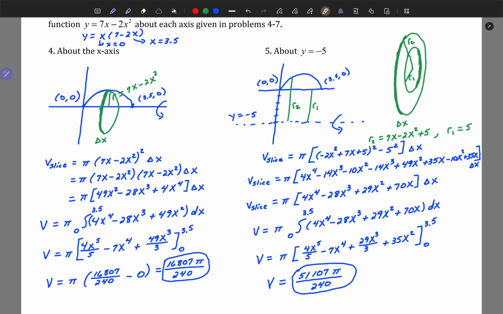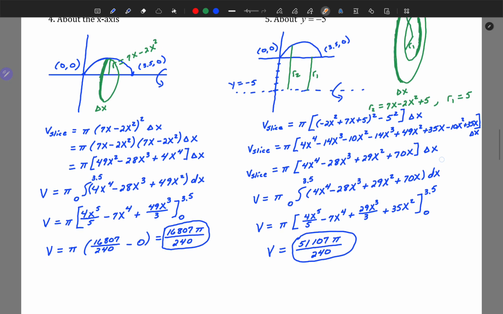And from here to here, all I've done is simplify by gathering like terms. I had 4x to the 4th. I had 2x cubed terms for minus 28x. I had 3x squared terms, minus 10x squared plus 49x squared, minus 10x squared, which gave me a plus 29x squared. I had 2 of the x to the first terms, 35x plus 35x for a total of plus 70x. Okay, now that's the volume for one slice.